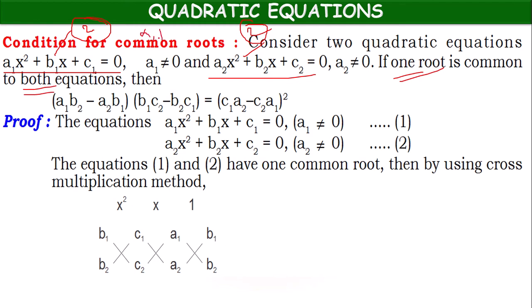Out of alpha, beta, the root values for the first equation, and alpha, beta values for the second equation, if one root is common, one value of x is common in both the equations, then we have to prove that (a1b2 - a2b1)(b1c2 - b2c1) = (c1a2 - c2a1)². This we have to prove.